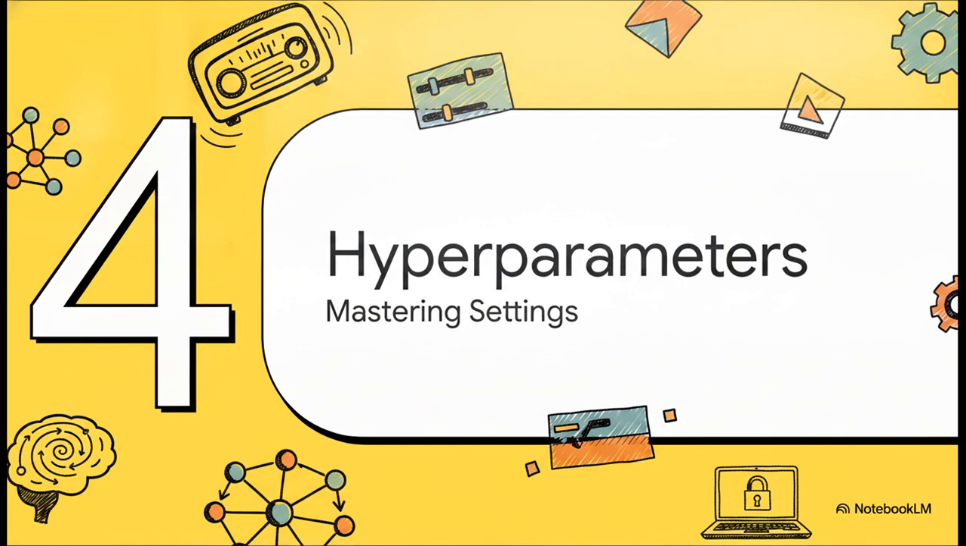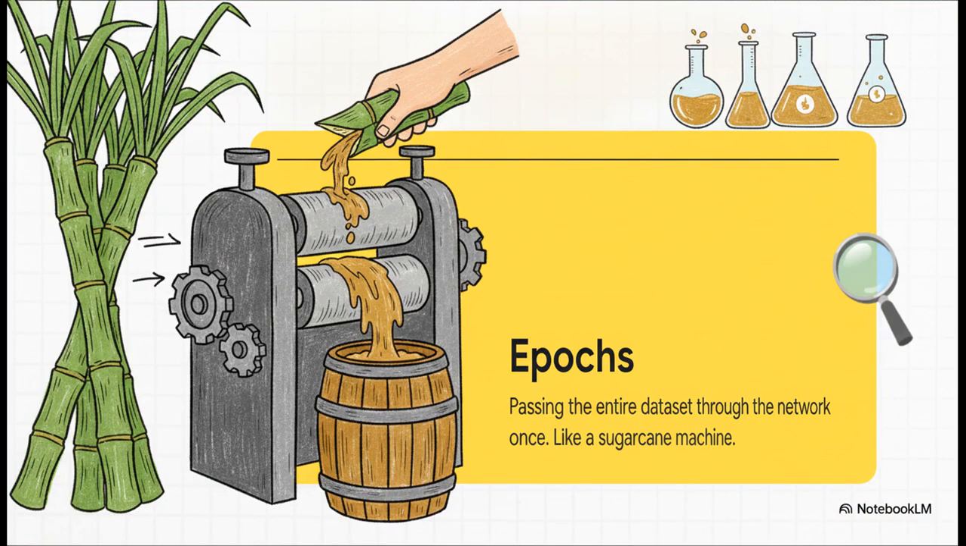Which brings us to Section 4, mastering the hyperparameters. Okay, so right before you hit that tuning button, you have to configure a few settings called hyperparameters. The first one you'll see is epochs. An epoch simply means passing your entire dataset through the neural network one complete time.